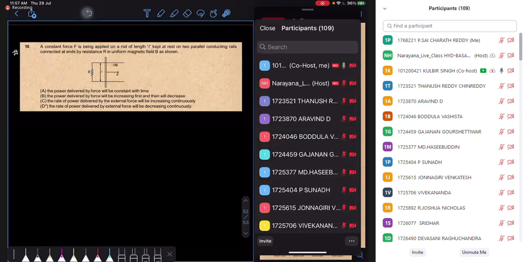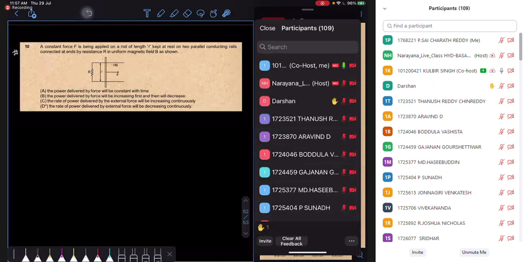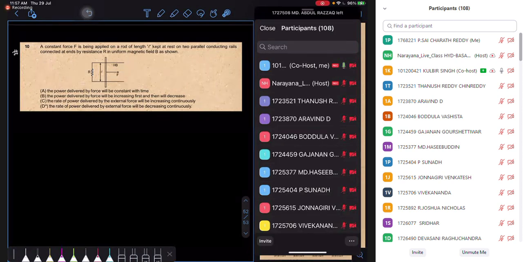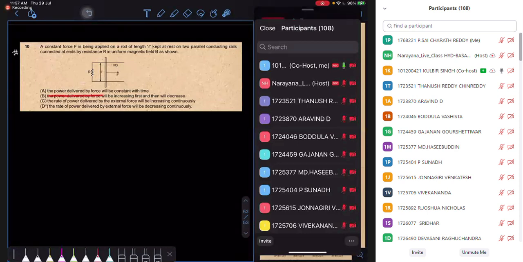So we have a constant force being applied on a rod of length L kept at rest on two parallel conducting rails. And he is saying a uniform magnetic field is there and a force is also there. So the first option is asking: is the power delivered by the force constant with time? Is that right? Power delivered by the force.